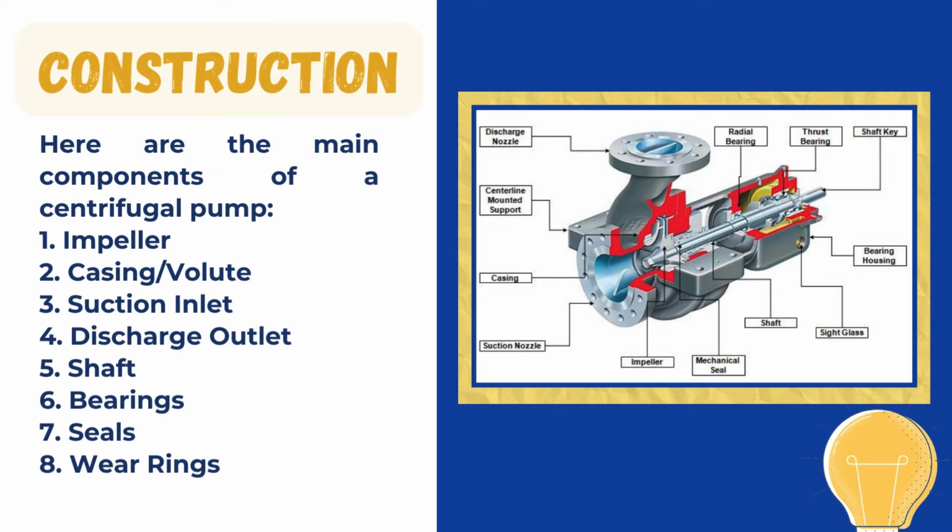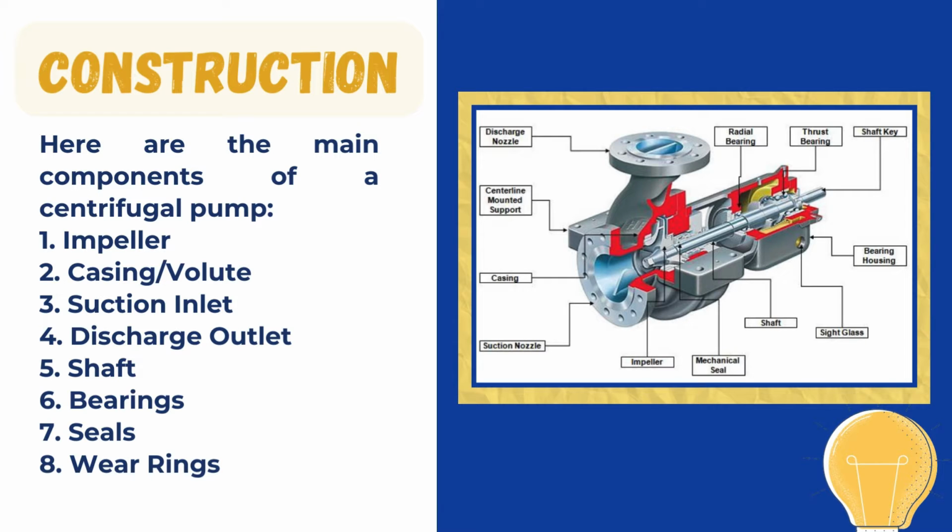The first component is the impeller. Guys, the impeller is a rotating component with curved blades or vanes. Its primary purpose is to impart kinetic energy to the fluid by accelerating it radially outward. And guys, the design of the impeller influences factors such as flow rate, pressure and efficiency. So we can call it the heart of the centrifugal pump.